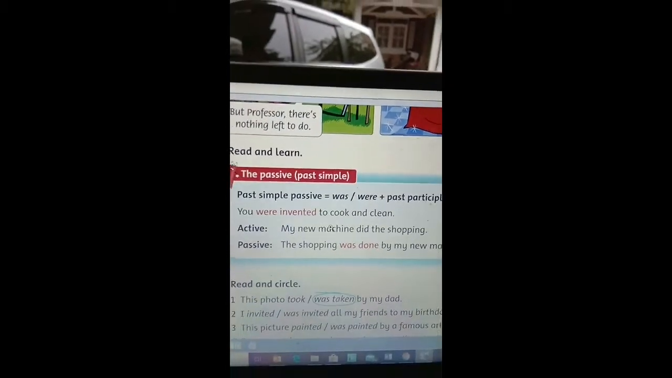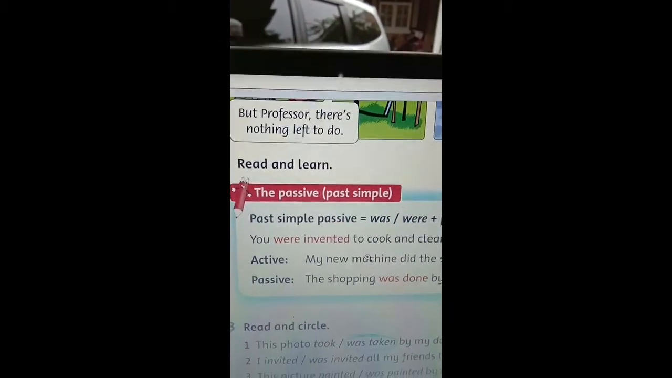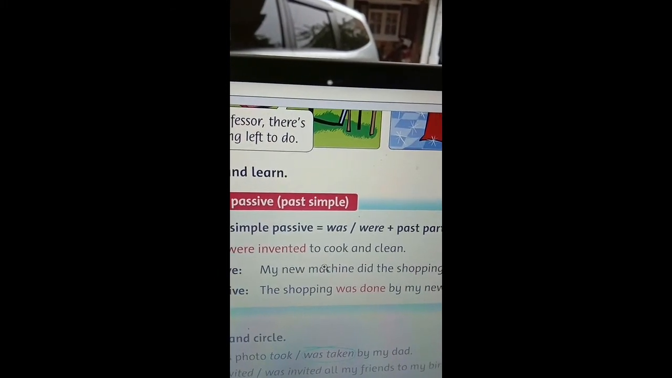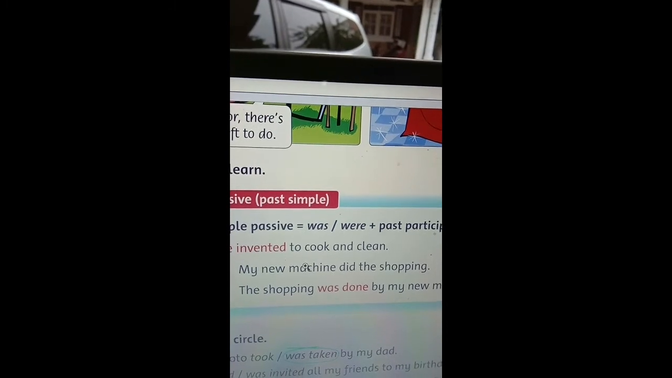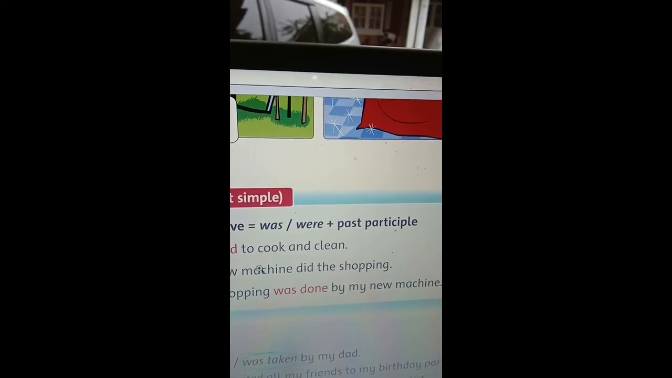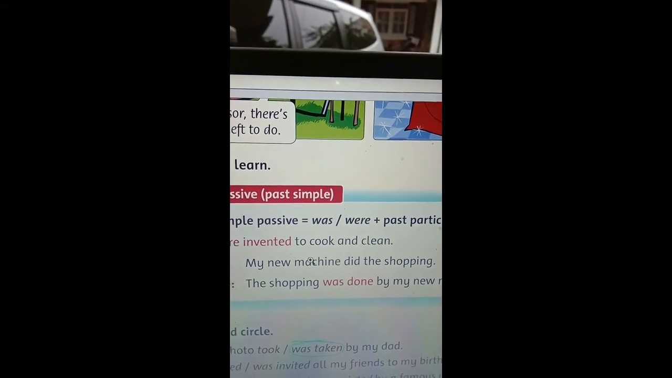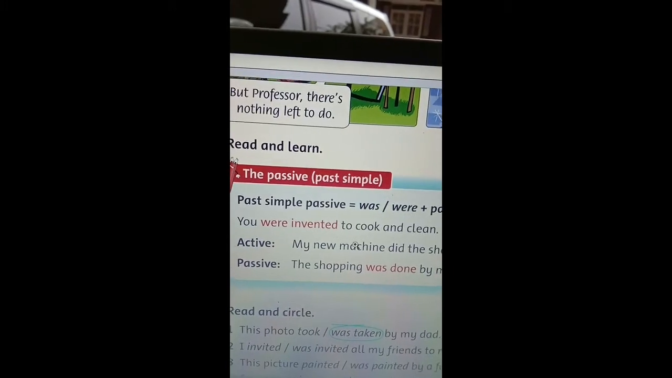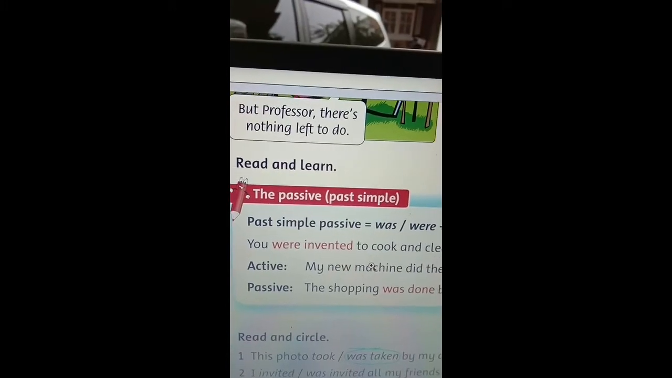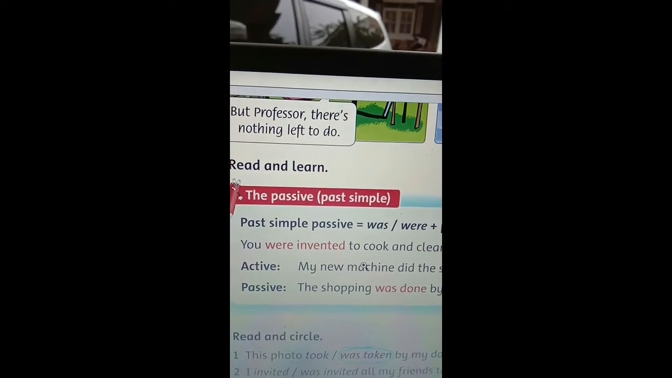So let's look at the grammar today. We have the passive using the past simple. To make the passive with the past simple, we use was or were, the past form of the verb to be, plus the past participle, that's the verb 3. So there are three forms of verbs, 1, 2 and 3: present, past simple and past participle. So, you were invented to cook and clean.